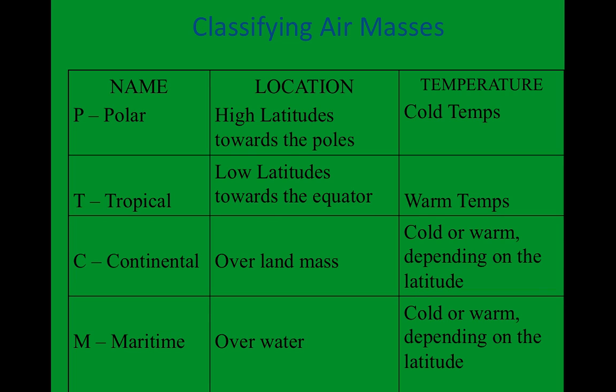So with that being said, polar air masses are going to be those with cooler temperatures that form at high latitudes far away from the equator near the poles. Tropical air masses are going to be those with warm temperatures and they form at lower latitudes near the equator. Continental air masses are going to form over land or continents. And maritime air masses are going to form over water.